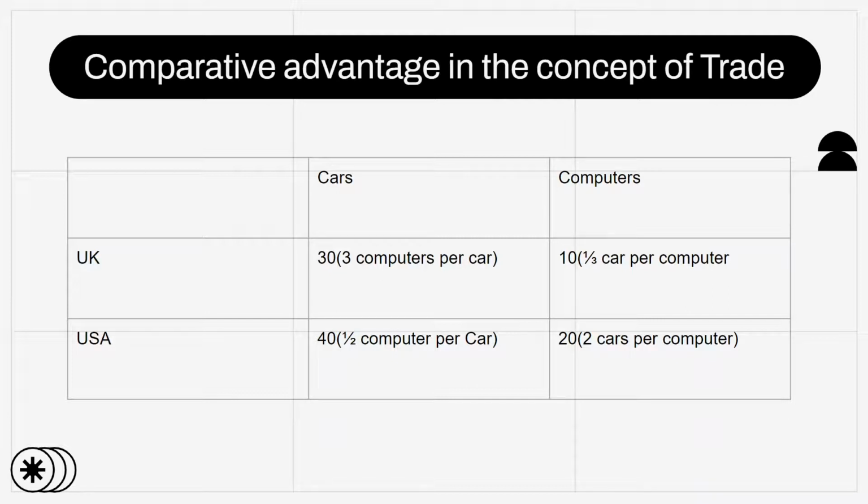Now, one common trick to be aware of: if you have the absolute advantage in making a certain good, that does not mean you'll have the comparative advantage in making that good too. Because as we can see, the United States has the absolute advantage in making computers here, but they do not have the comparative advantage.